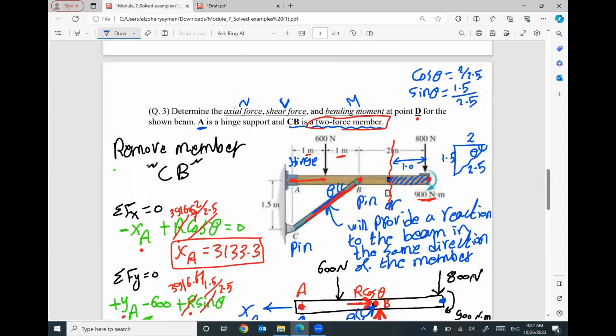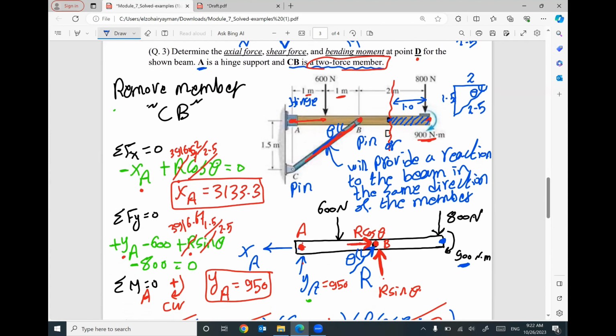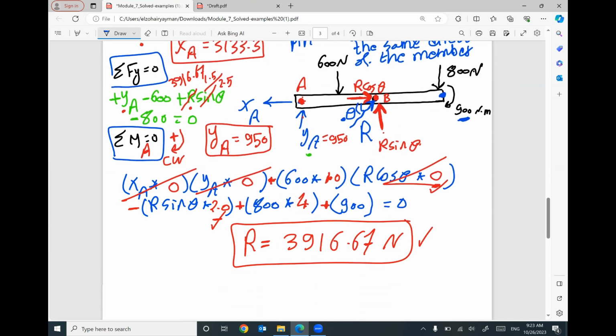So the new point in this problem for your reactions: we have one hinge at A, and we are given a two force member, CB. This two force member is a special member. You can remove it and put one reaction R in the same direction of this member, exactly the same direction. This is the reason why this angle is the same as this angle for the member. Then I can apply my equilibrium equations, summation f of x, summation f of y, and summation moment. So you can find out your reactions.